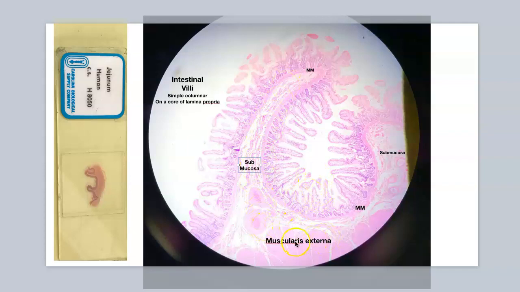Submucosa, and then you can see the muscularis externa here. Hopefully this makes sense. If not, look back at this video and try to make sense of it. This most definitely will be on an exam.